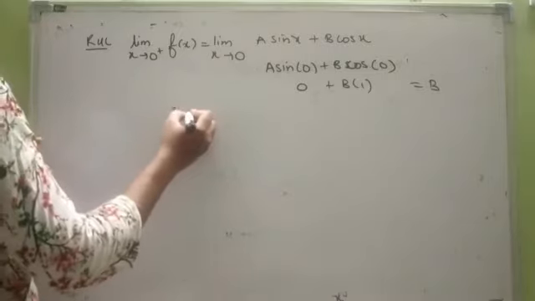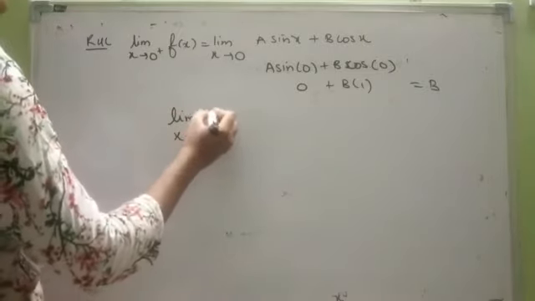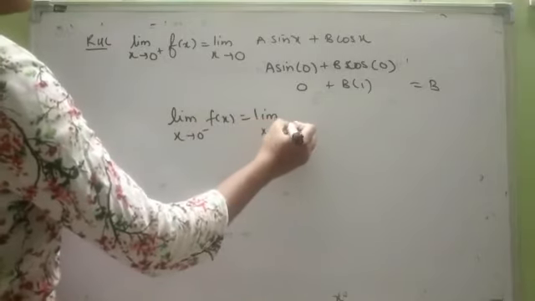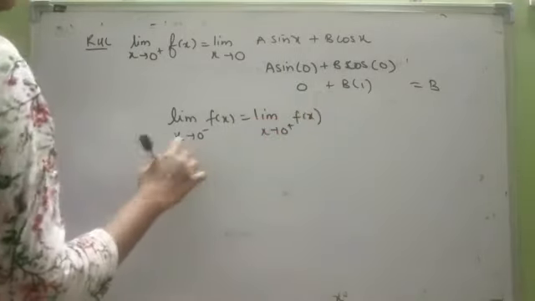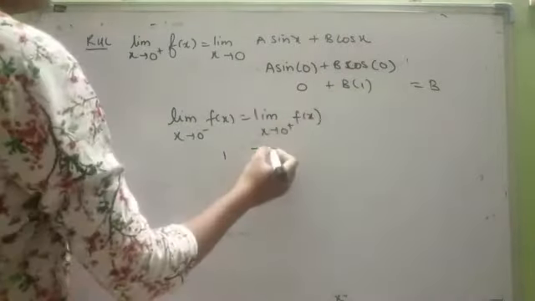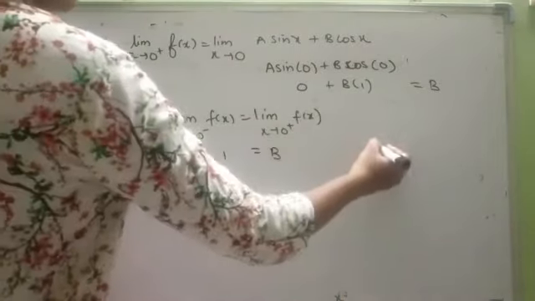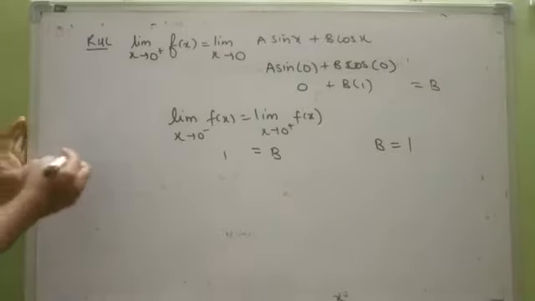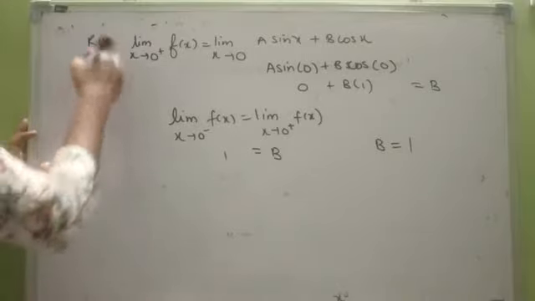Now equate both the answers. Limit x tending to 0 minus will be equal to x tending to 0 plus. What you have got is left hand limit as 1 and right hand limit as b. So your answer will be b is equal to 1. Okay. Now this part is over. Now second point. 0 is over.